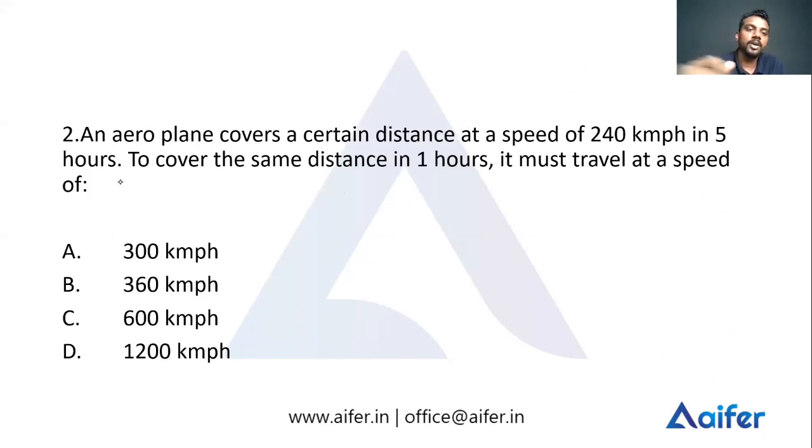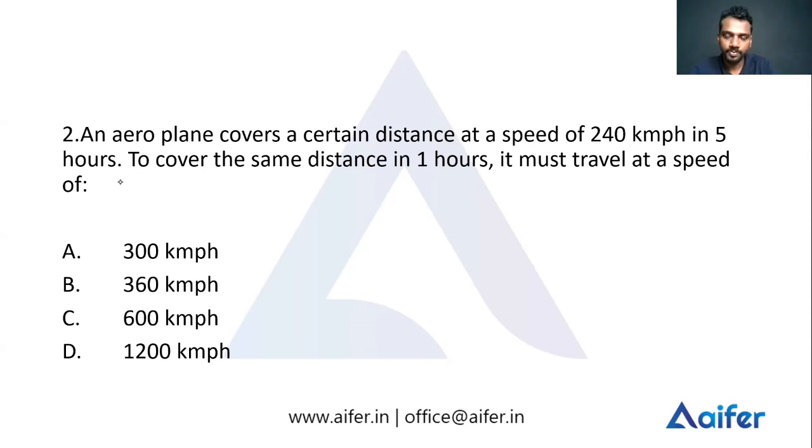Next question is, an aeroplane covers a certain distance at a speed of 240 kilometer per hour in 5 hours. To cover the same distance in 1 hour, it must travel at a speed of, which means when an aeroplane flies for 5 hours at a speed of 240 kilometer per hour, it covers the given distance. That particular distance has to be covered in 1 hour.